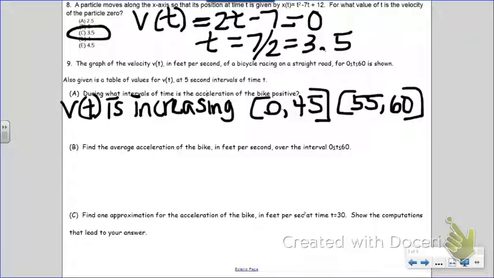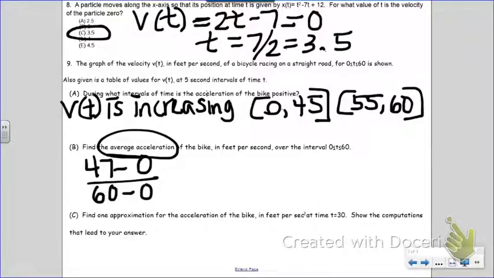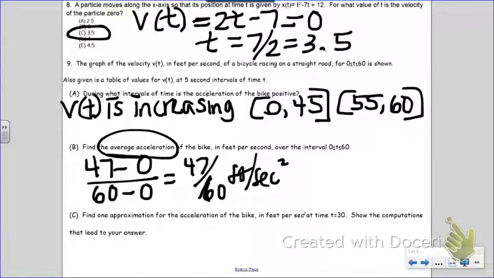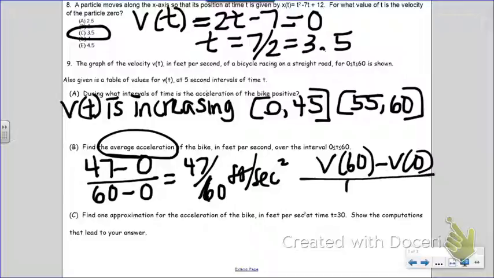Part B, find the average acceleration of the bike in feet per second over the interval between 0 and 60. Average acceleration we're finding again. So we're going to take 47 minus 0 over 60 minus 0. It's 47 over 60 feet per second squared. How do we get those numbers? It's just V of 60 minus V of 0 over 60 minus 0.